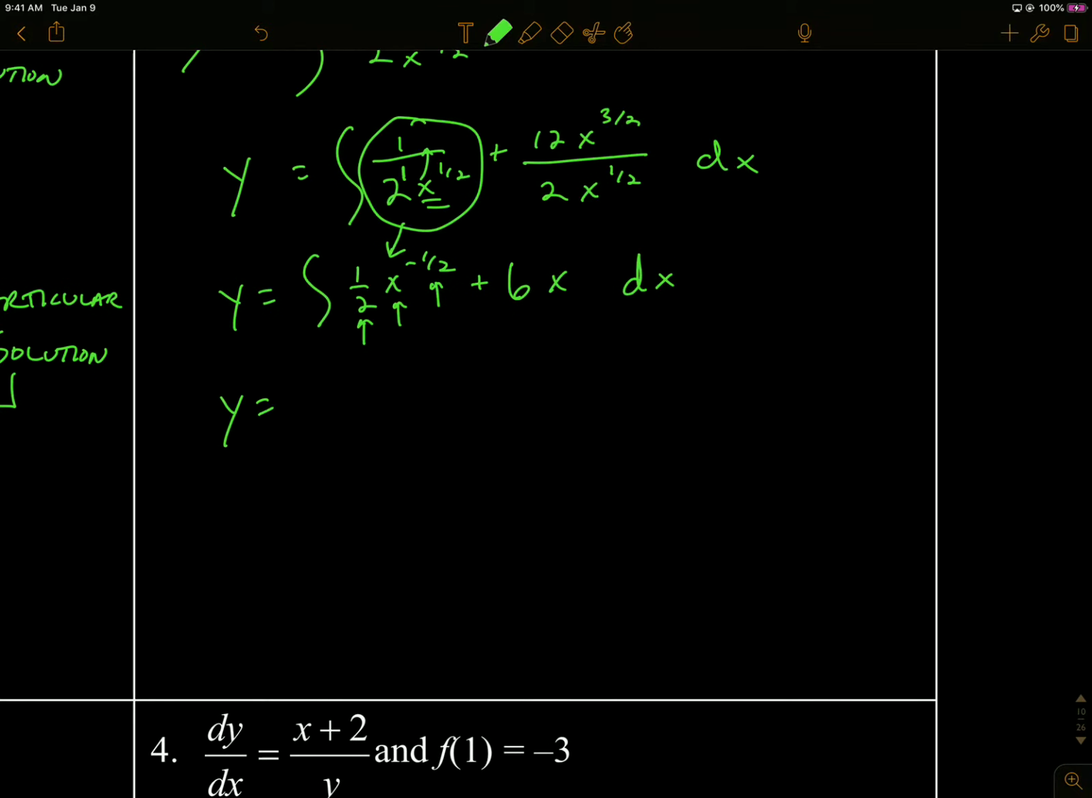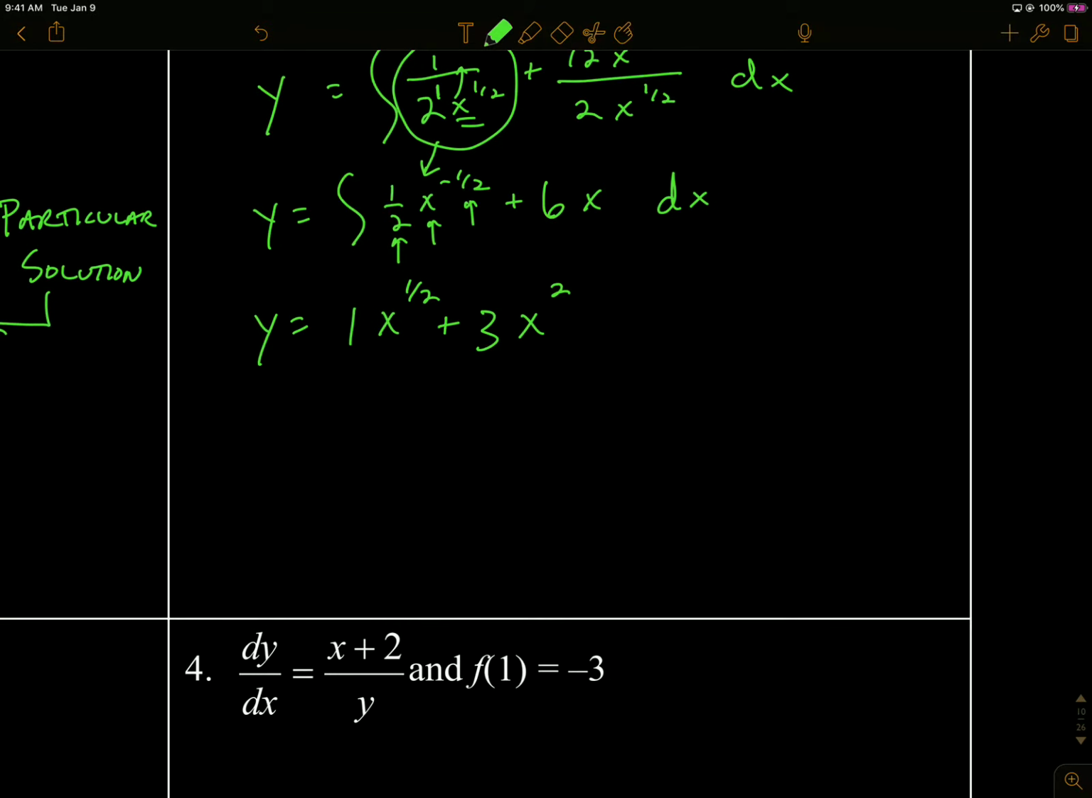All right, so now I can integrate this finally. So if I increase the power by 1, I get x to the 1/2. I multiply by the reciprocal, so 1/2 times 2 over 1 is just 1. Plus, I increase the power by 1, so then I divide the 6 by 2, and I get 3. So then it's plus c. So this again, remember, is my general solution. I can use my initial conditions to come up with my particular solution.